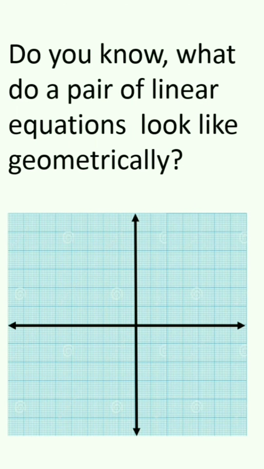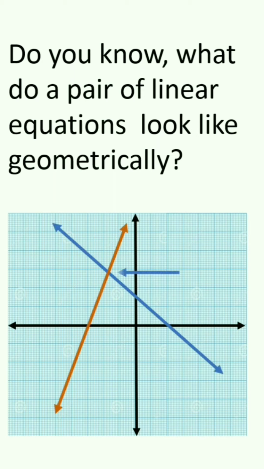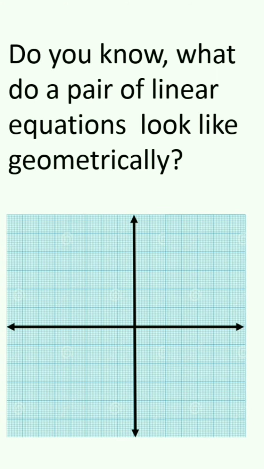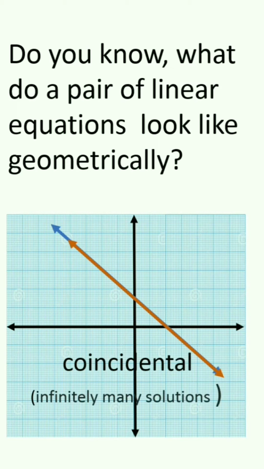Do you know what a pair of linear equations looks like geometrically? Either the lines may intersect at a point like this. When solved algebraically, the pair of linear equations has a unique solution. Or the lines may be coincident. When solved algebraically, we get infinitely many solutions.